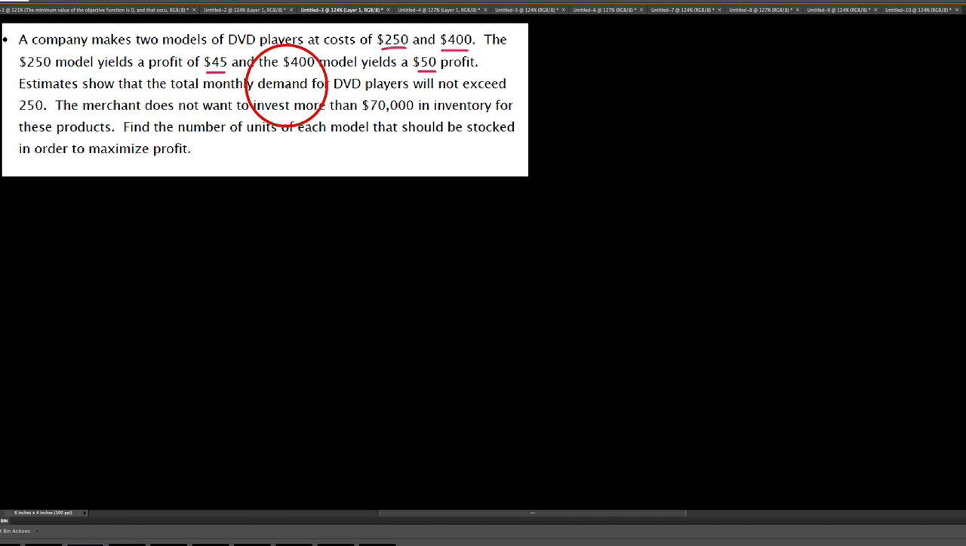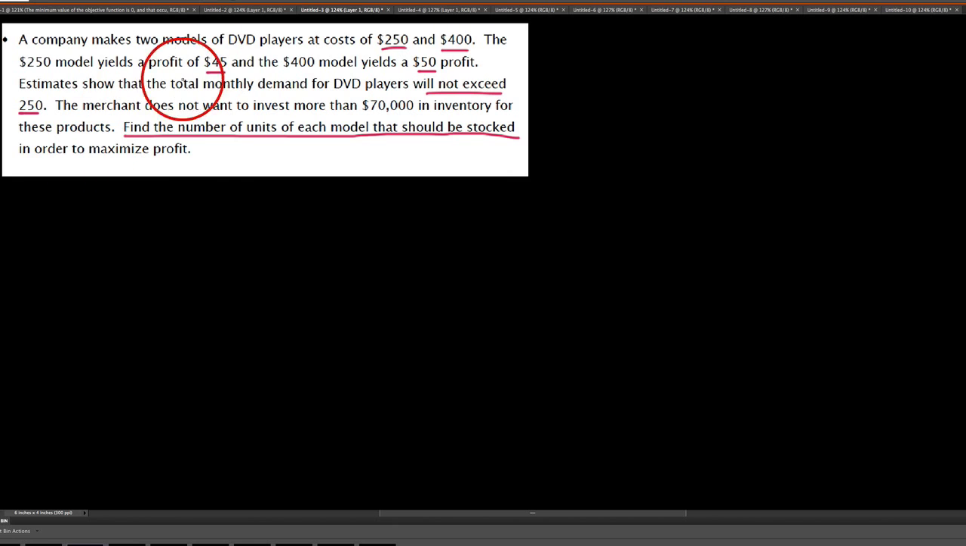Estimates show that the total monthly demand for DVD players will not exceed, I'm going to underline that, 250, and the merchant does not want to invest more than $70,000 in inventory for these products. It says find the number of units of each model that should be stocked in order to maximize profit. So let's start with this. It says find the number of each model that should be stocked.